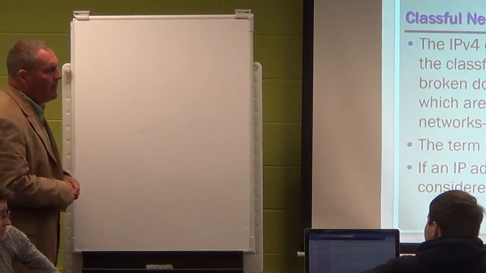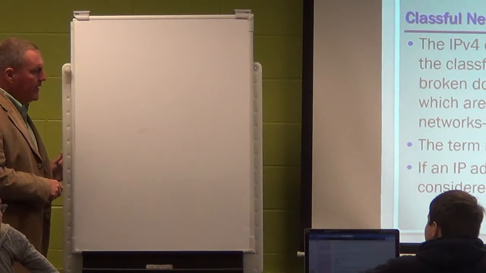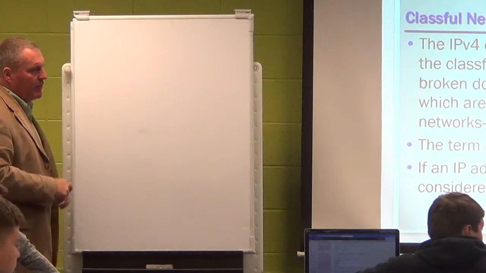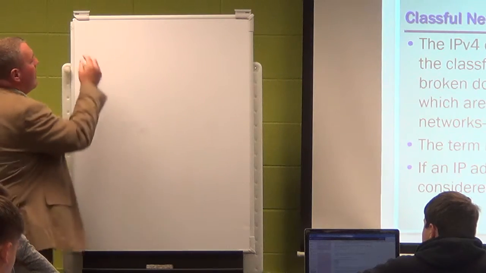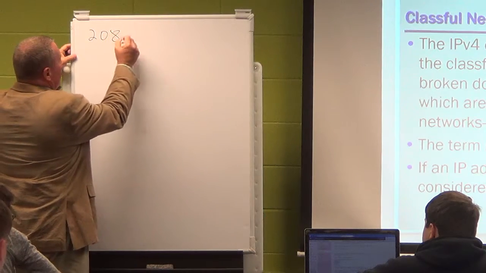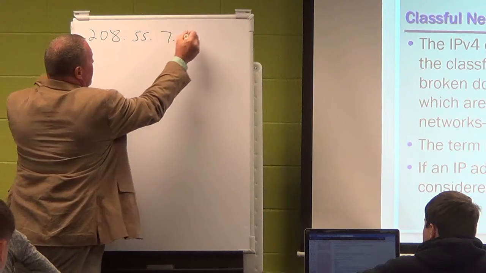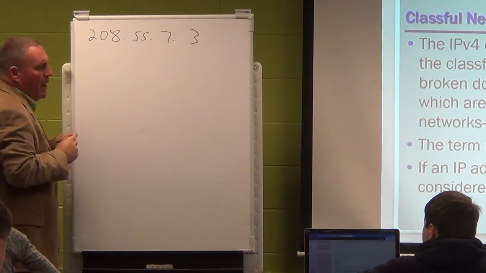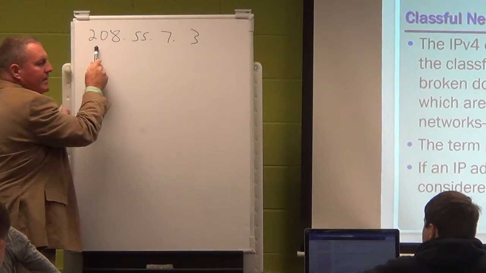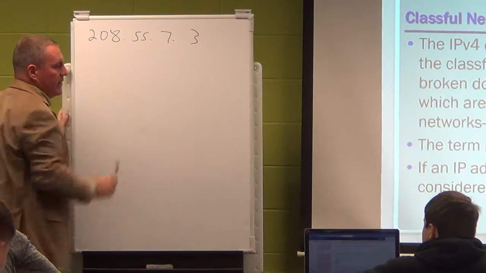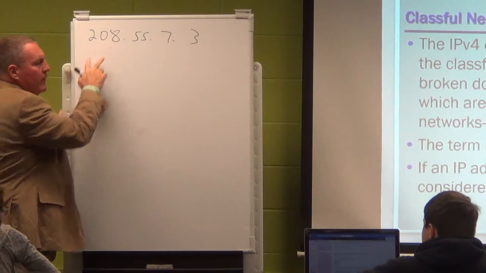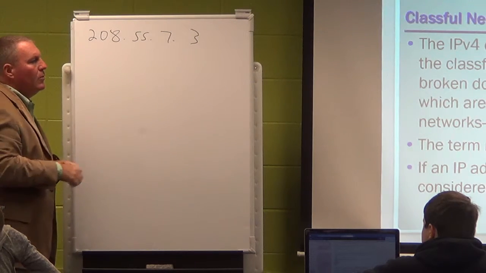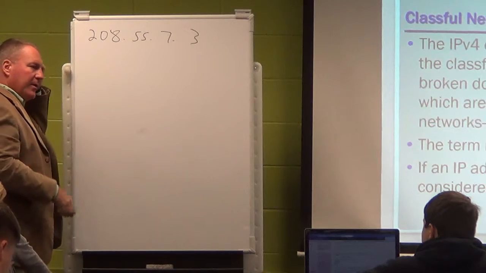Okay, so let's talk about how to convert binary to decimal and decimal to binary. Frank, you're probably going to need to move around to be able to see this. We've already said that an IP address, and let's use 208.55.7.3, is made up of, if I convert this to binary, 4 octets. So 8 bits in each one of these. If we want to go from decimal to binary, our job is to convert 208 to 8 ones and zeros. Here's how we do it.